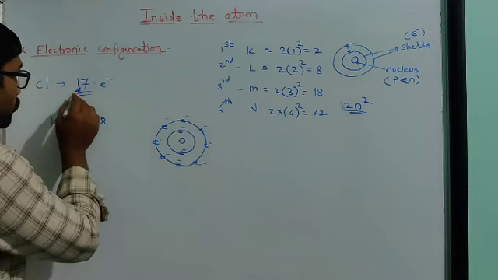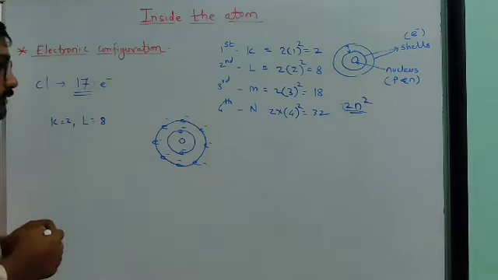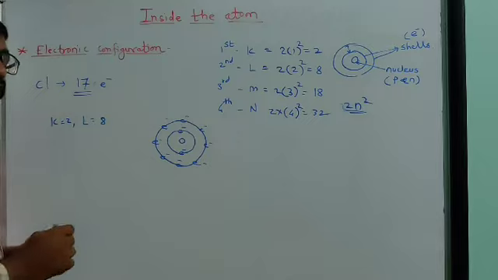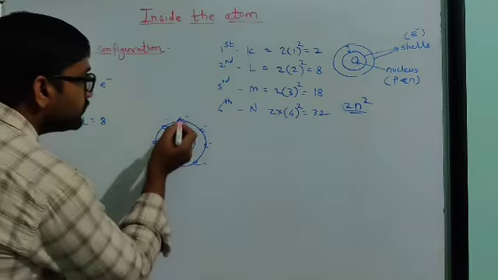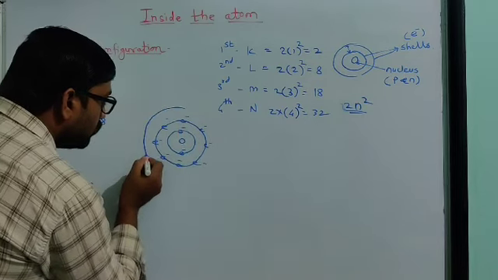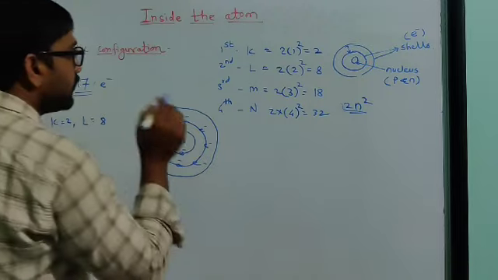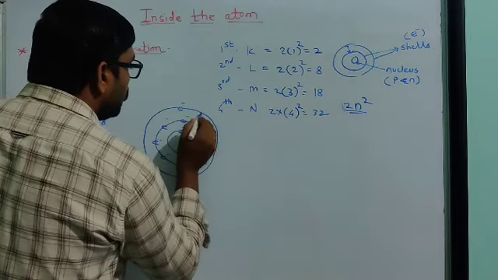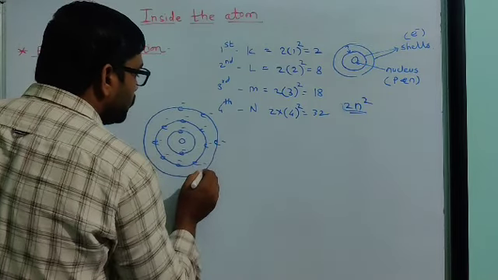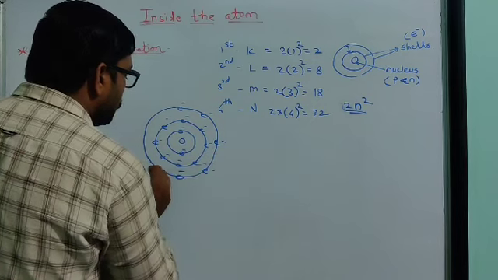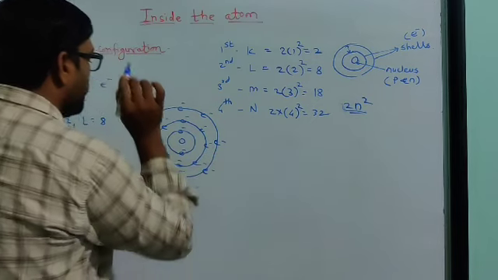Now chlorine has a total of 17 electrons, so 8 and 2 make 10. So now 7 electrons still remain. Now these 7 electrons go to the next shell. Look at it like this. So now 7 electrons will remain: 1, 2, 3, 4, 5, 6 and 7.